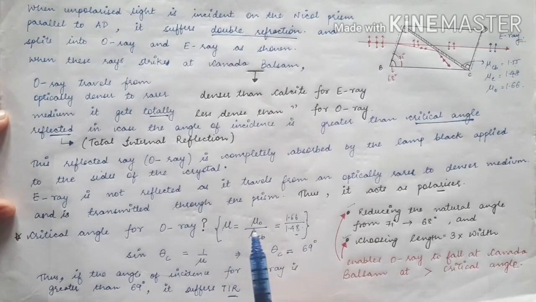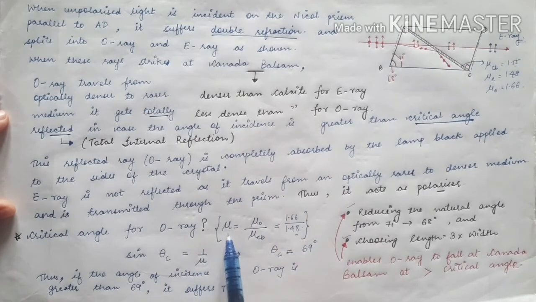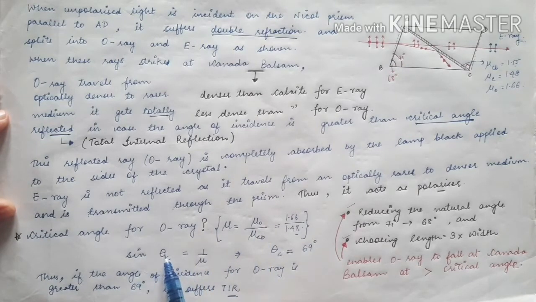Now how do we find the critical angle? In +2 class you might have done the formula of the critical angle that we derive. The sine of the critical angle is equal to 1 by mu, where mu is the refractive index of the denser medium with respect to the rarer medium. You might have done this derivation in your high school. So from here you can easily find the critical angle for the case of the O ray using these figures and this formula, and that will come out to be approximately 69 degrees.